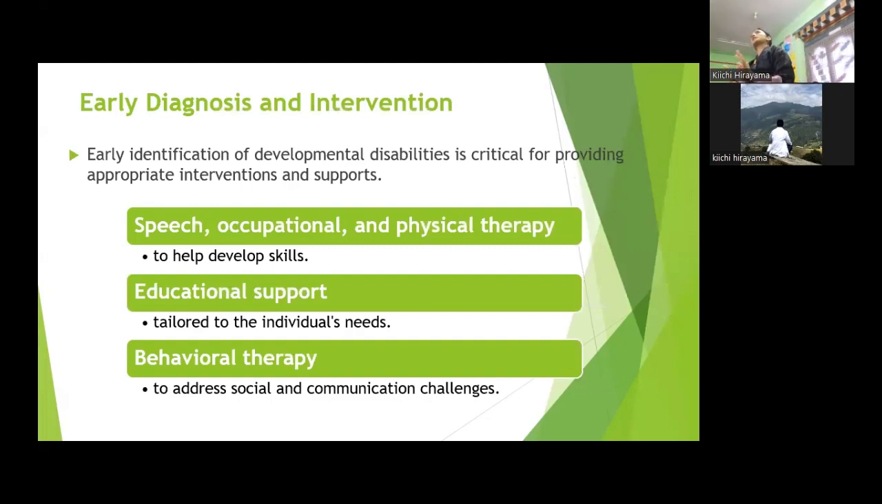Early diagnosis and intervention. Early identification of developmental disability is critical for providing accurate intervention and support. Early intervention is important because it is scientifically proven that in the early phase of child development, the child's brain cells are in a growing phase. So whatever intervention we give, the child has a greater capacity to respond to it. Another reason is that when intervention is taken at the early phase, secondary complications related to the primary disability can be avoided.